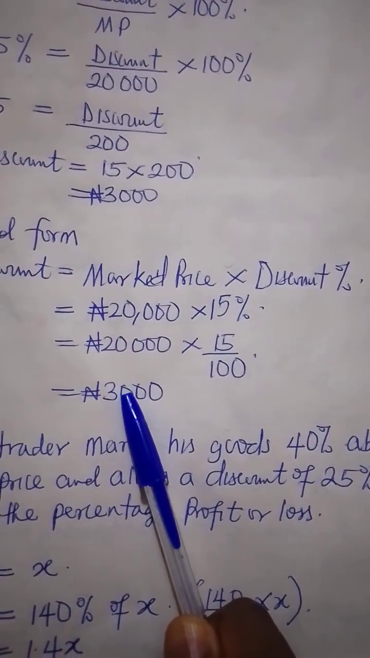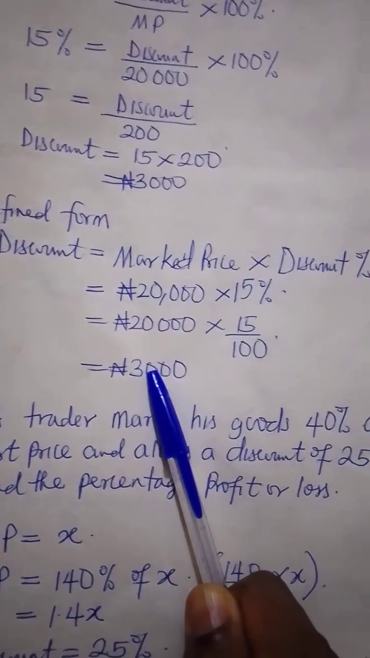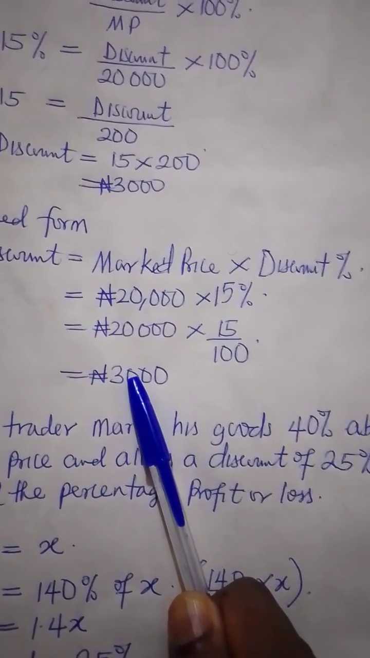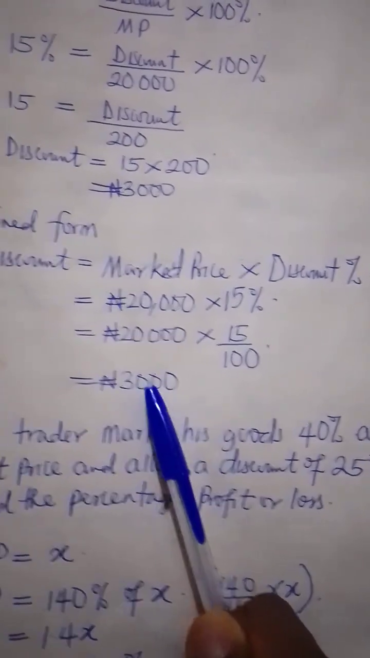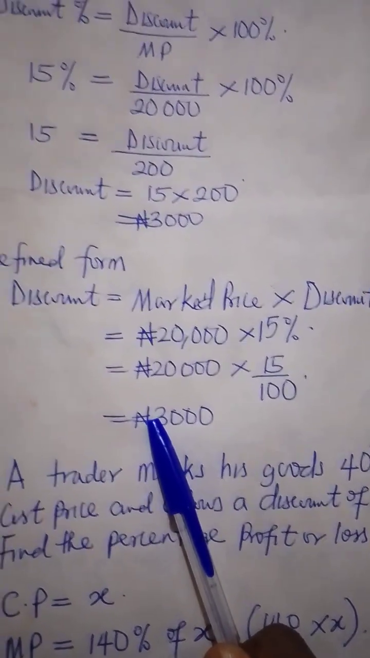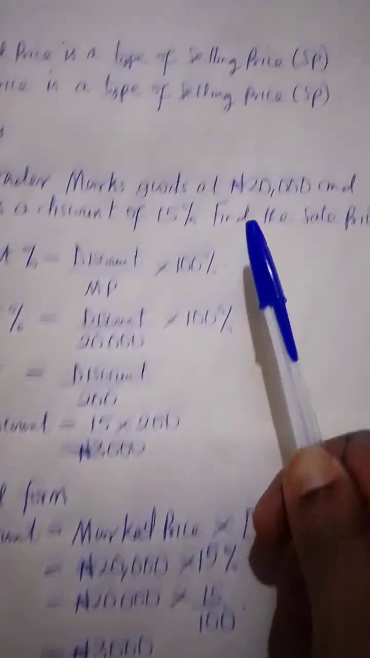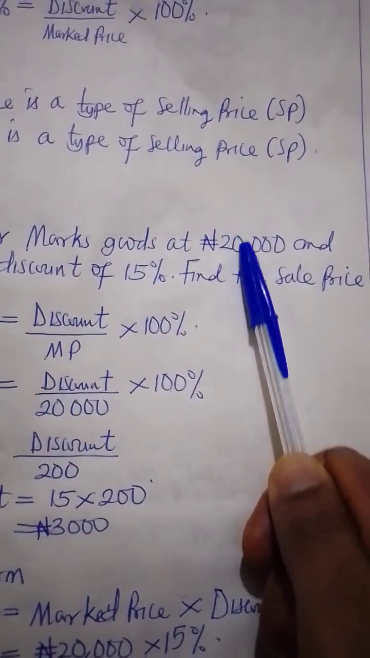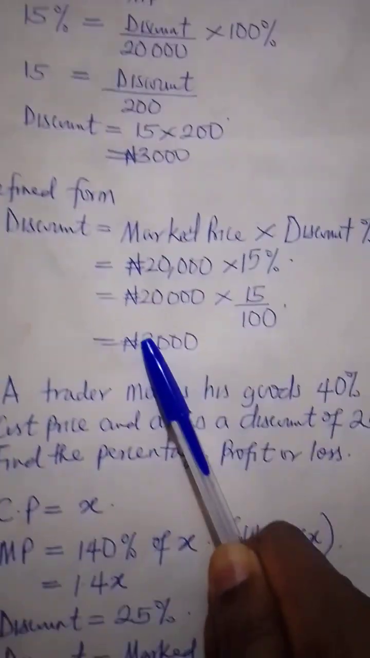So you are required to finish it up. Don't forget, we said the sale price is equal to marked price minus discount. We already have the discount here. And so you just do marked price, which is 20,000, minus your discount 3,000, and at the end you will get 17,000.